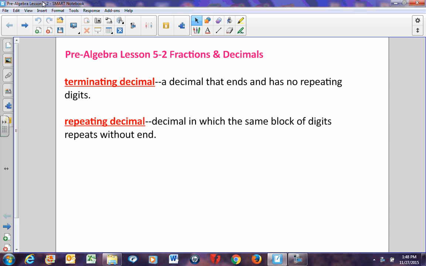A repeating decimal is a decimal in which the same blocks of digits repeat without end. Normally, the blocks of digits that are repeating are shown with a bar over the repeating block. For example, you might see 1.3 repeating. That means only the 3 is repeating. But I could have something like 2.0734, where all the 0734 has a bar over it, meaning that the 0734 repeats. So it's 2.0734, 0734, 0734. Whatever has the line above it, those are the digits that repeat in that particular order.